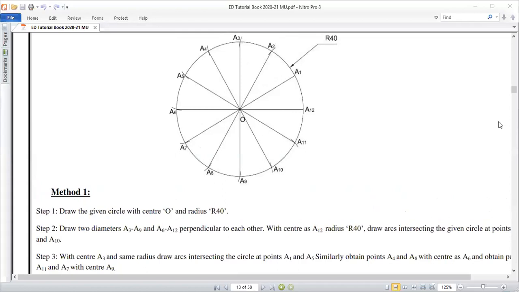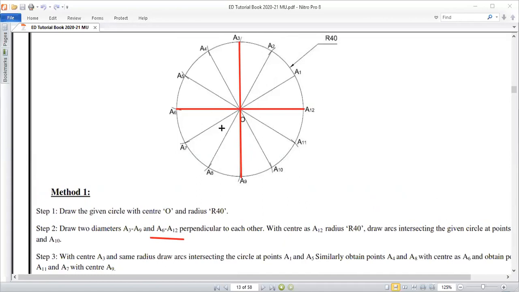So after drawing a circle, what have we done? We have first divided the circle into two parts like this. This is the first part, and then it is A6, A12. So we have divided this circle by providing one horizontal line and one vertical line. You can also do this with the help of a set square, right?